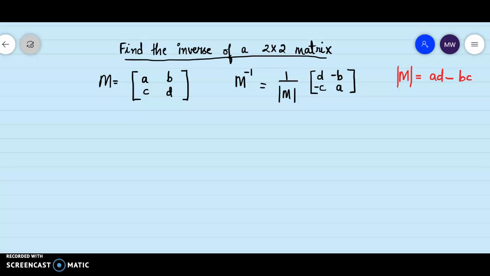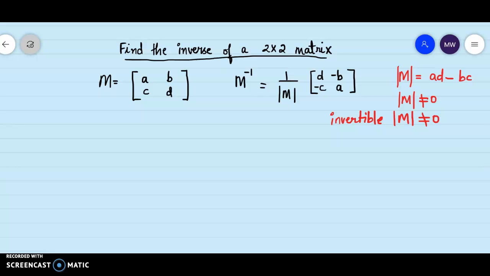Now since this determinant of M is in the denominator, this number cannot be equal to 0. The determinant of M should not be equal to 0 in order for the inverse to exist, because division by 0 is not defined, therefore M inverse will not be defined. So a matrix is said to be invertible only if the determinant of that matrix is not equal to 0. If it is 0, you will not be able to find the inverse.